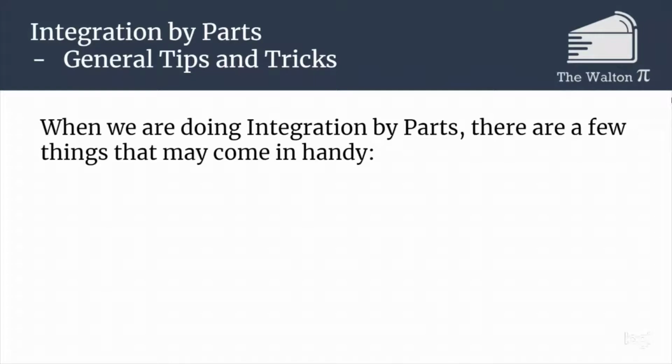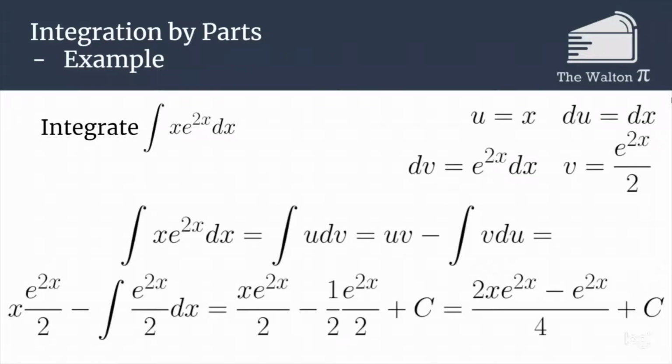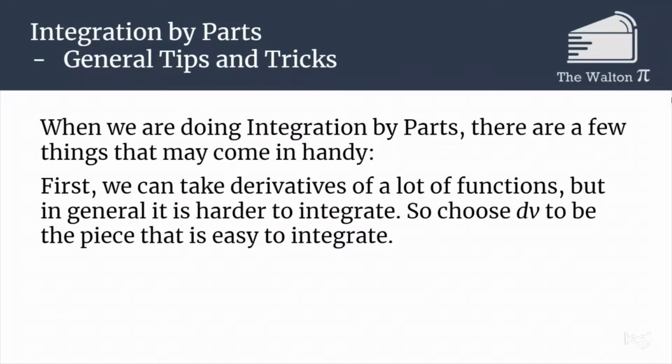Now, there are a few different tips and tricks we can remember when doing integration by parts to get a good idea of what to guess for our u and our dv. Here, I just picked u to be x and dv to be e to the 2x dx, but we could have chosen dv to be x dx and u to be e to the 2x. So how do we choose what we want to be u and what we want to be dv? First, derivatives are in general a lot easier to compute than integrals. So if we are stuck, we would like to pick dv to be the thing that is easy to integrate.